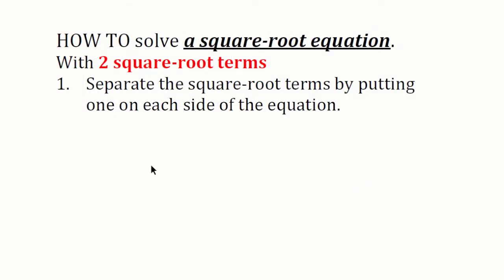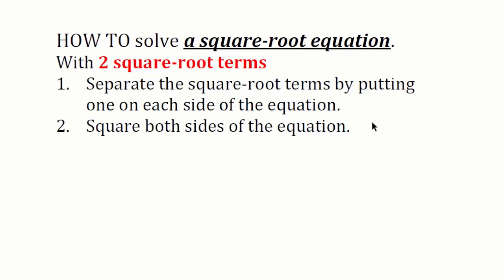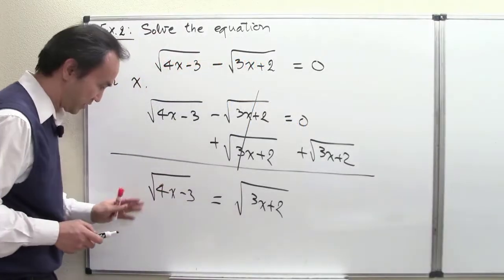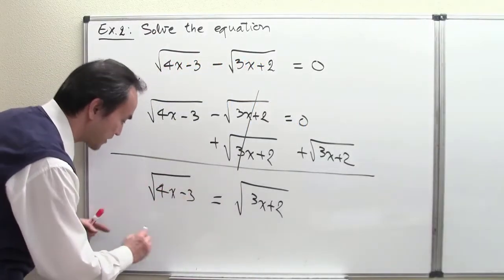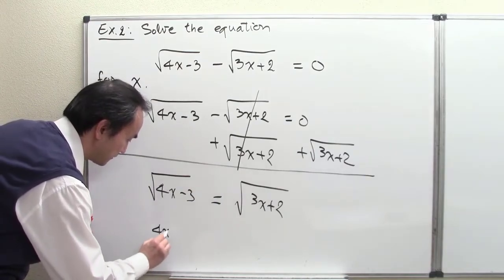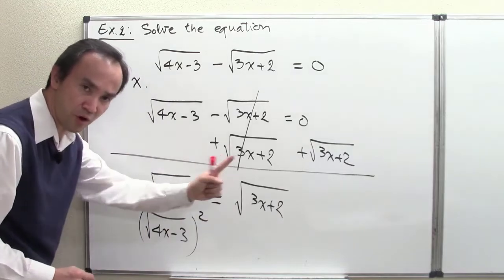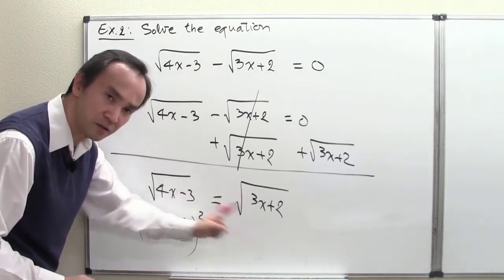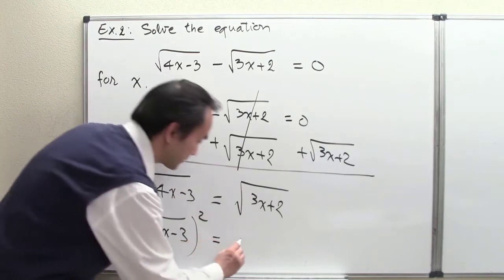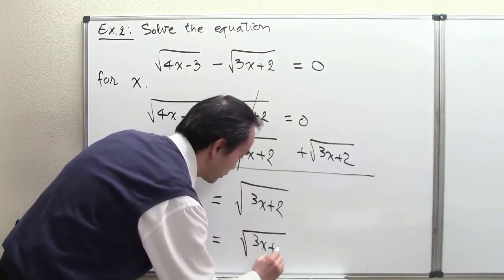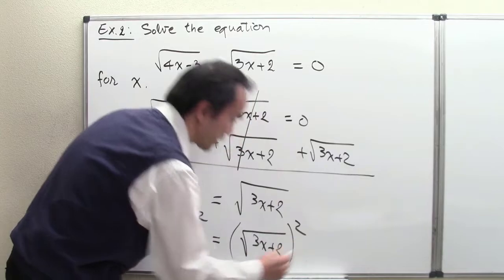Now that we have separated the square root terms by putting one on each side of the equation, the next step is to square both sides of the equation. So I am going to square the left-hand side, which makes it the square root of 4x minus 3, squared. The same thing I'm going to do to the right-hand side: the square root of 3x plus 2, squared.